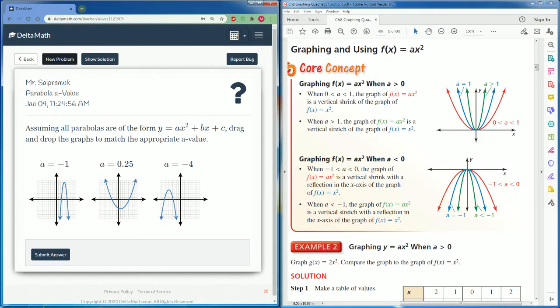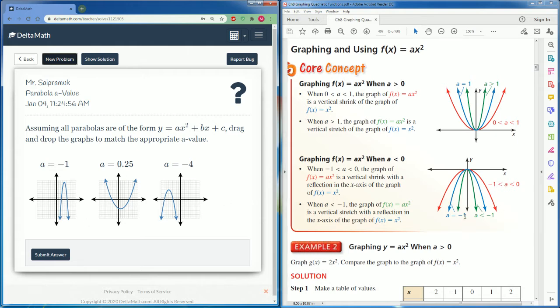Let's take a look. We see that when a is a positive value, it points up. And when a is a negative value, it points down. So the only one that is positive is a equals 0.25. Okay, so that is already matched up. When it's negative, it points down.